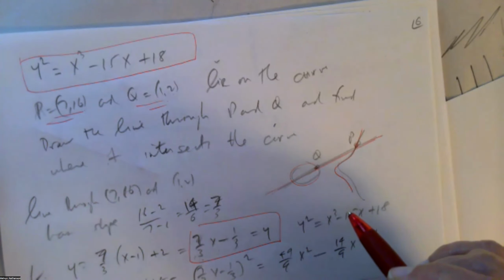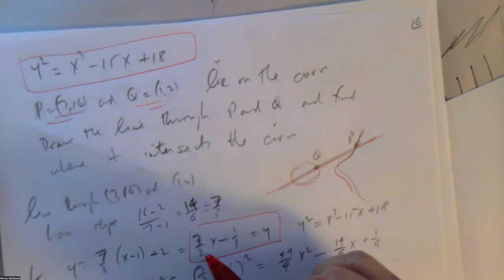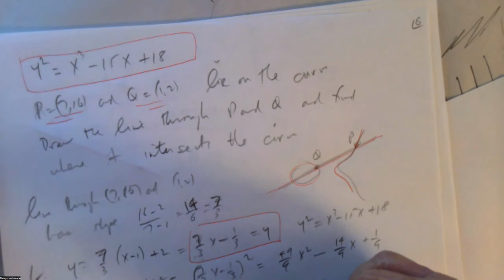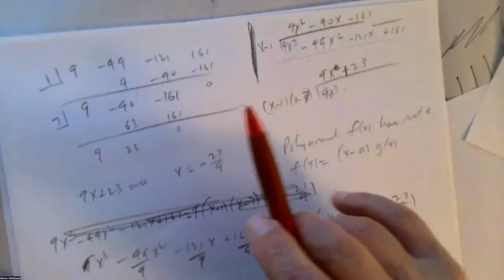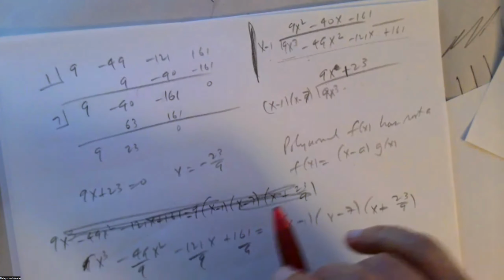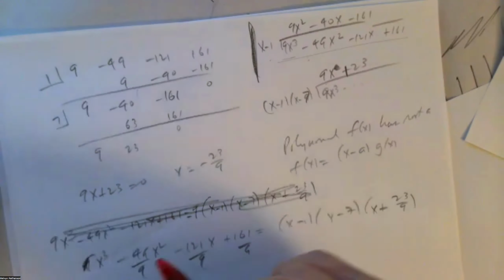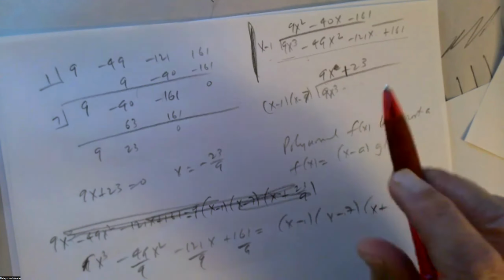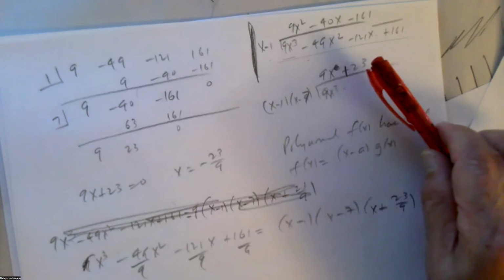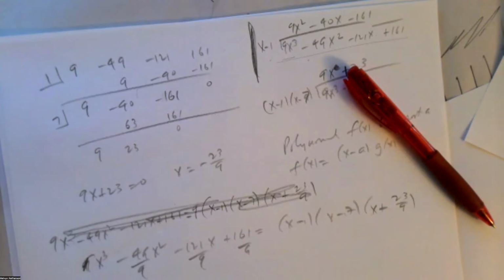So I want to find all the points x, y that satisfy these two equations. In that case, x cubed minus 15x plus 18 is going to be equal to 7/3 x minus a third, which is y squared. So I expand this out. I simplify the polynomial. I get this polynomial. And I know this has two roots, 1 and 7. So I do long division or synthetic division, and I see that this polynomial factors. It's x minus 1, x minus 7, x plus 23 over 9. So on my curve, x equals minus 23 over 9 is the solution.